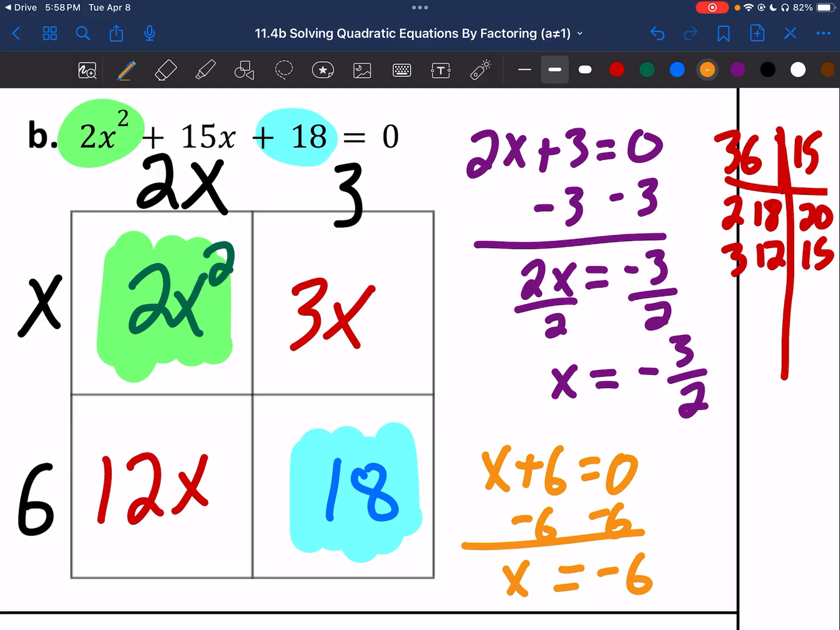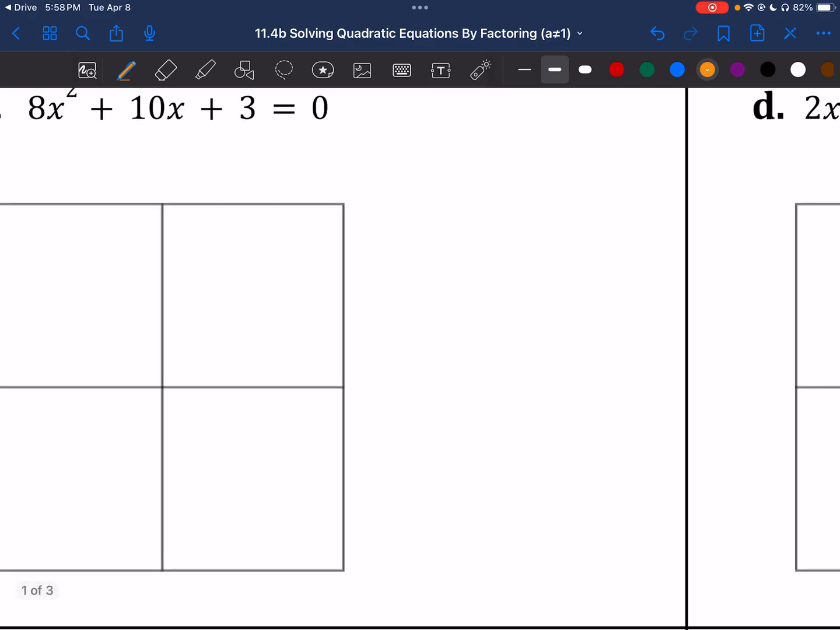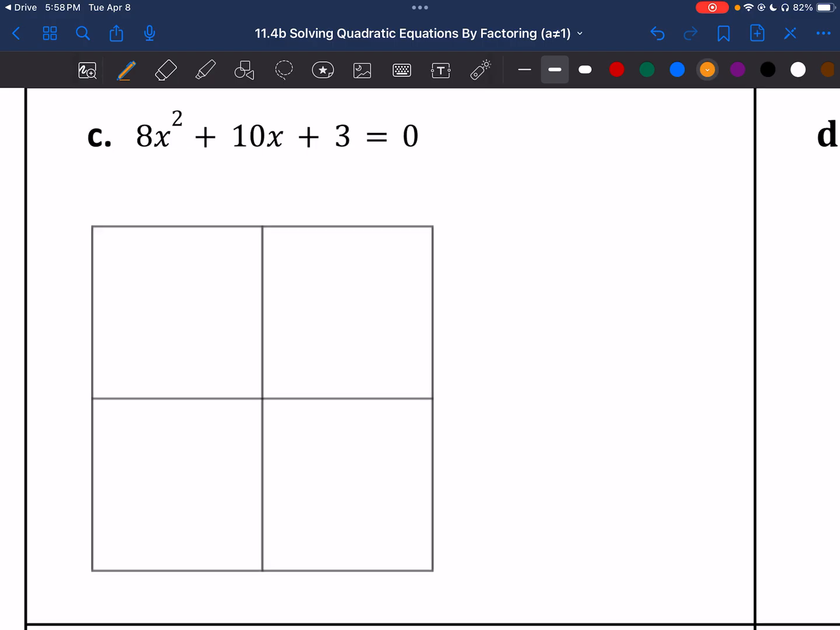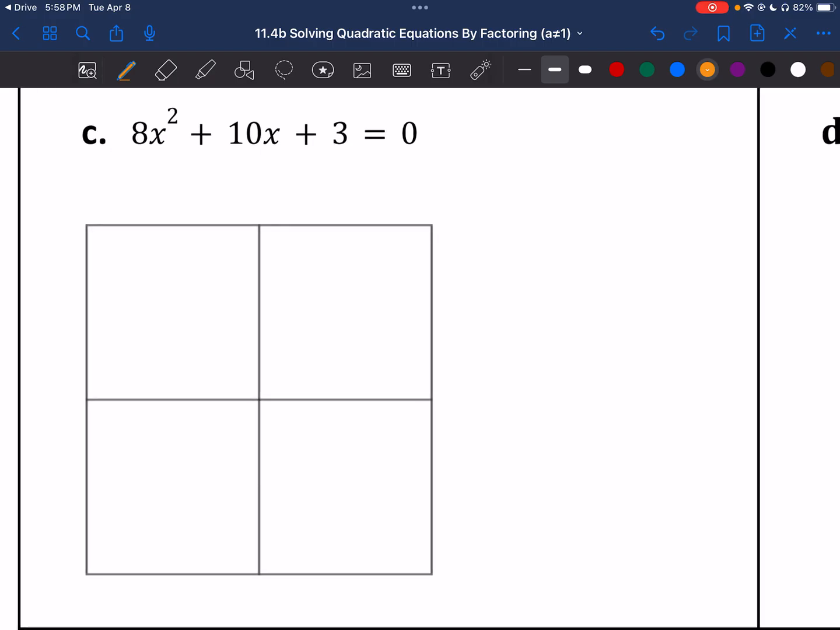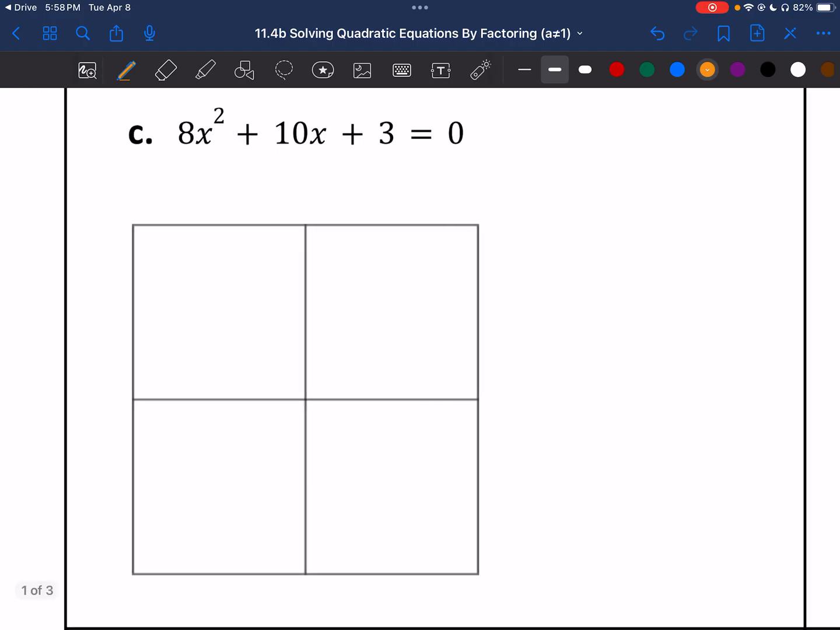All right. Let's take a look at letter C. We've got 8x squared plus 10x plus 3. So we're looking for factors of 24 that add up to 10. Well, I know my factors of 24 that add up to 10 are 6x and 4x. So 6 and 4 multiply to 24, and 6 plus 4 is 10.